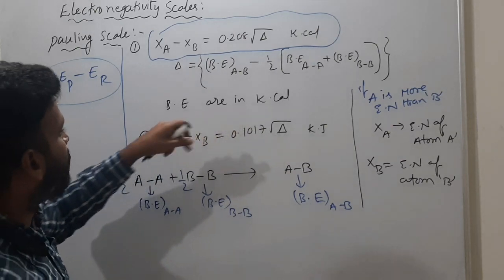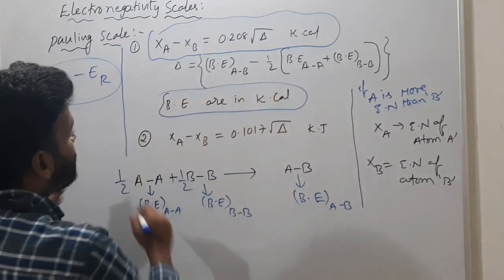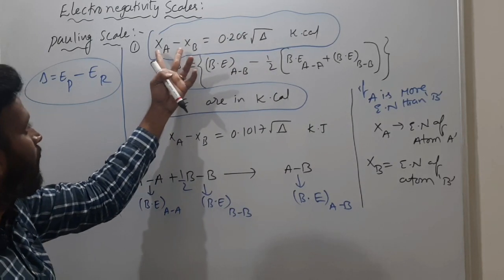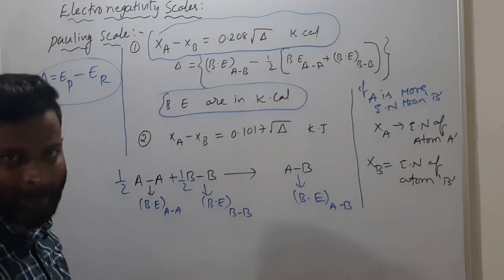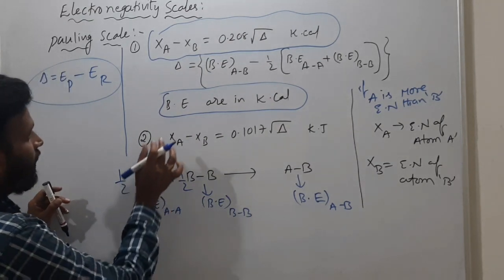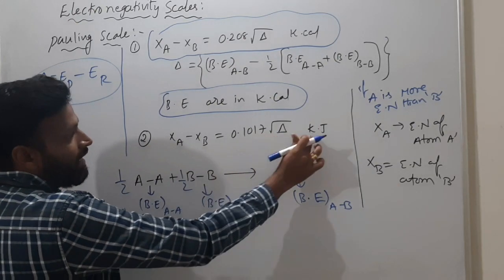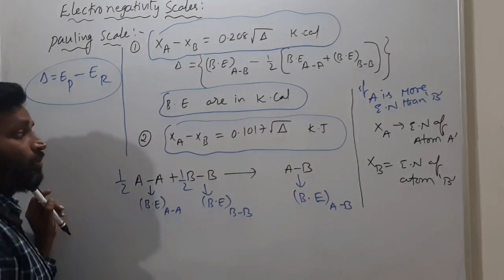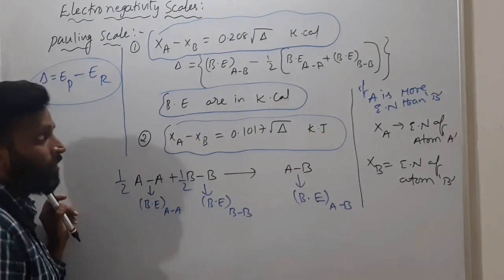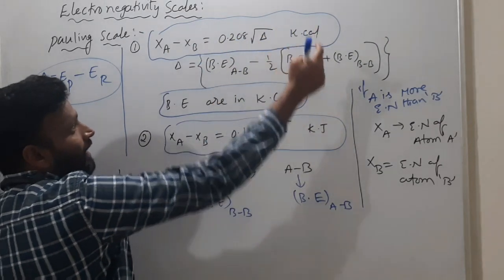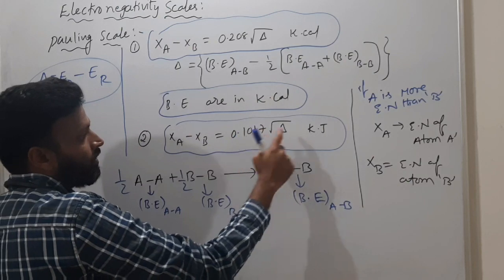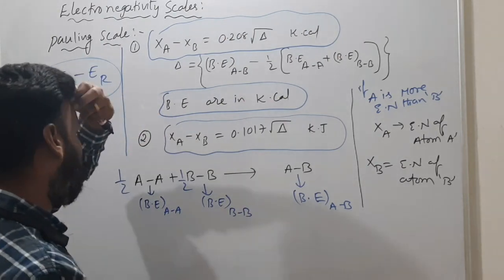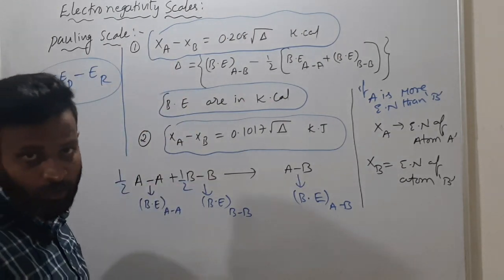So here I said, if bond energies are in kilocalories, then this formula for the differences: XA minus XB. Understood? And if the bond energy delta is in kilojoules, then XA minus XB is equal to 0.1017 root delta kilojoules. With kilocalories it is 0.208, with kilojoules 0.1017. That's it. Please remember these two formulas. We will use them for solving numericals also.